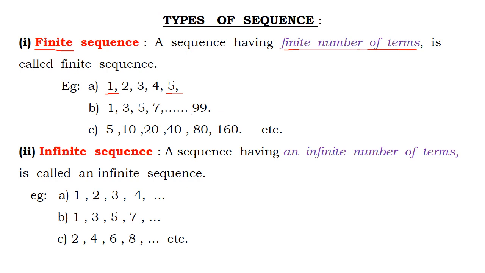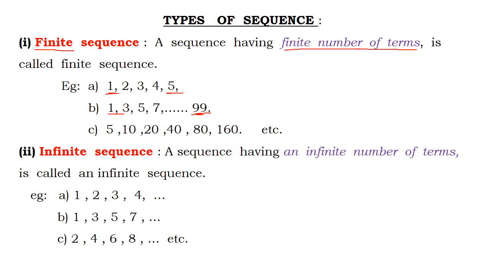Here the last term is 99. Now in option B, example B, we can count, it is also countable because we know the first term is 1 and the last number is 99. Therefore, it also belongs to finite sequence.